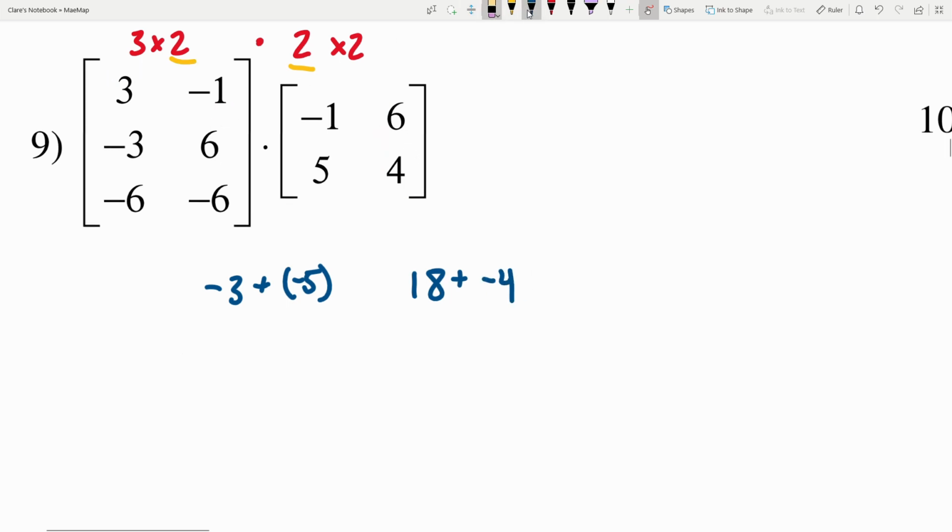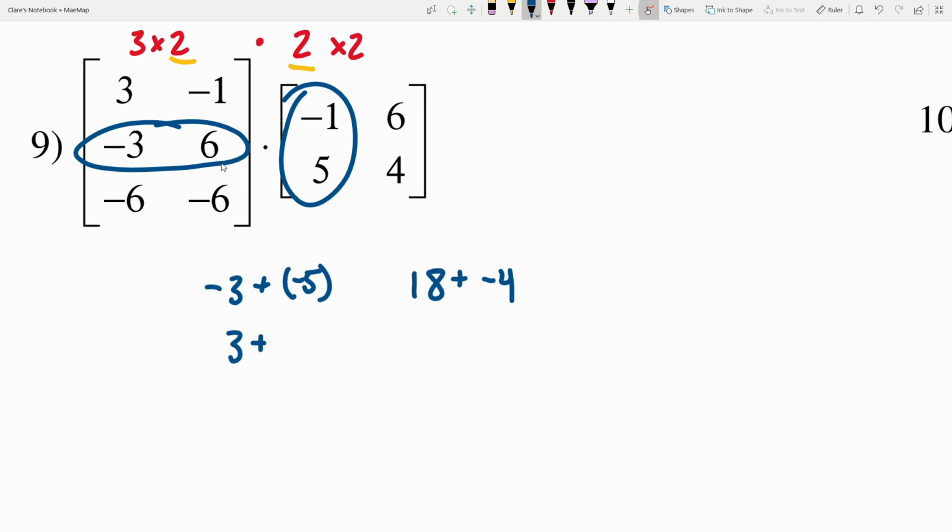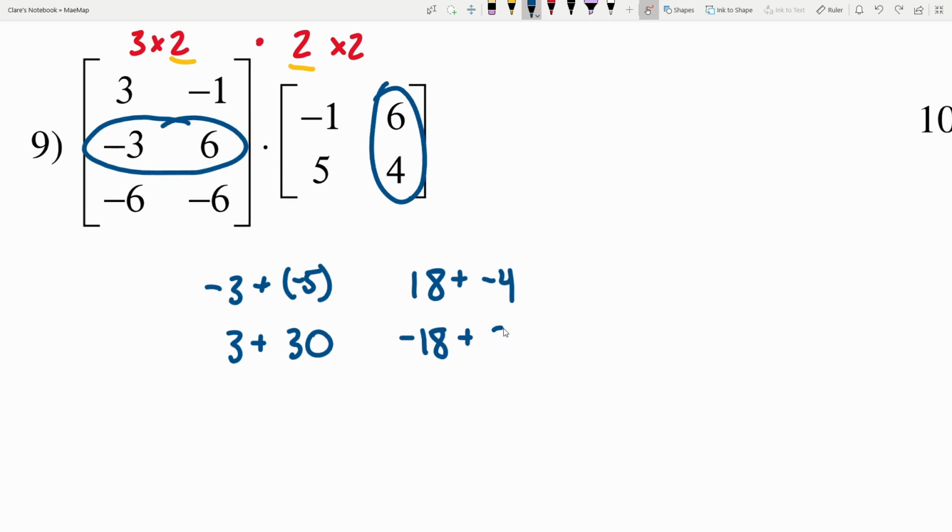Now, time for my second row. Negative 3, 6. I'll dot that first with negative 1, 5. So negative 3 times negative 1 is going to be a positive 3, and I'll add that to 6 times 5, which is 30. Now, for the second row, second column, negative 3 times 6 is a negative 18, and I'll add that to 6 times 4, which is 24.